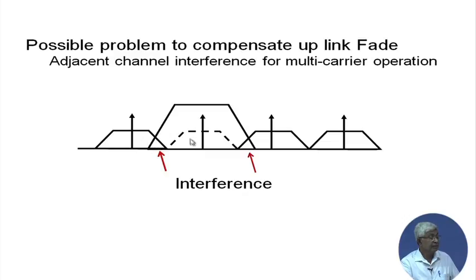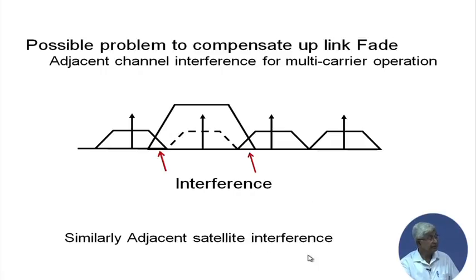Now, this type of segmentation or transponder separation we have seen in the spacecraft discussion. Now, if I go on increasing the power of one of the transponders, some of the power will increase more and fall into the adjacent channels or adjacent transponder band. So that's called adjacent channel interference. Pictorially it is shown here. So similarly, adjacent satellite interference can occur, from nearby satellites.